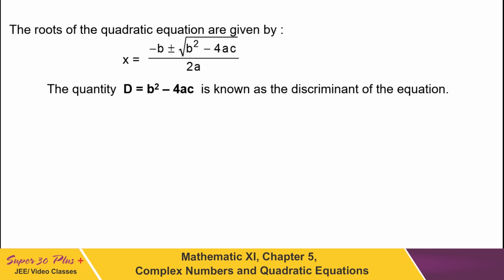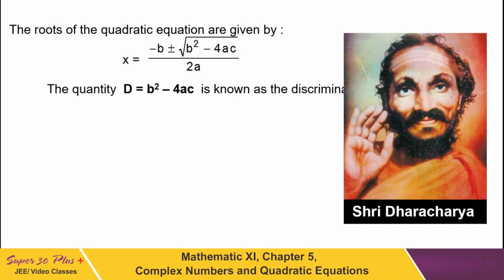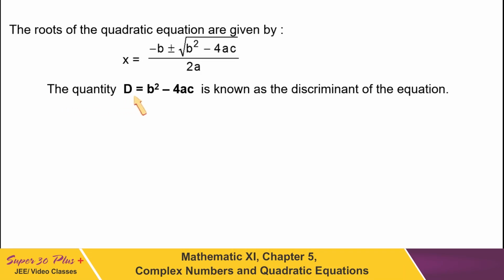Students, roots of the quadratic equation can be obtained by x equal to minus b plus minus square root of b square minus 4ac upon 2a. This is called the quadratic formula. And the quantity b square minus 4ac is represented as D and it is known as the discriminant of the equation.